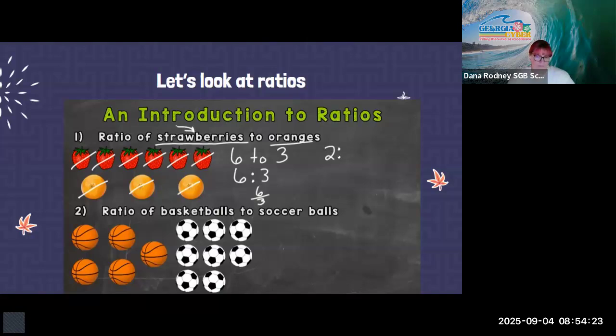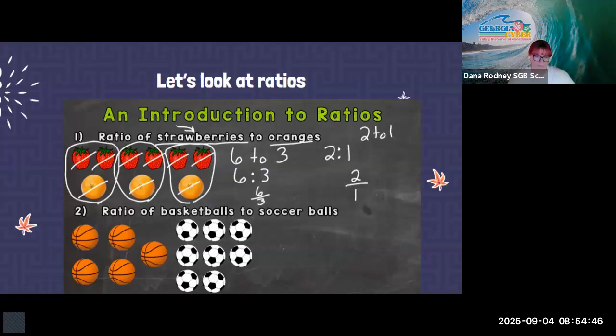So I'll do the colon way here first. Or I could put 2 to 1. Or the fraction, 2 to 1. And let's take a look at our picture over here. And for every 2 strawberries, there is 1 orange. So our simplified ratio matches our picture over there of the strawberries and oranges.